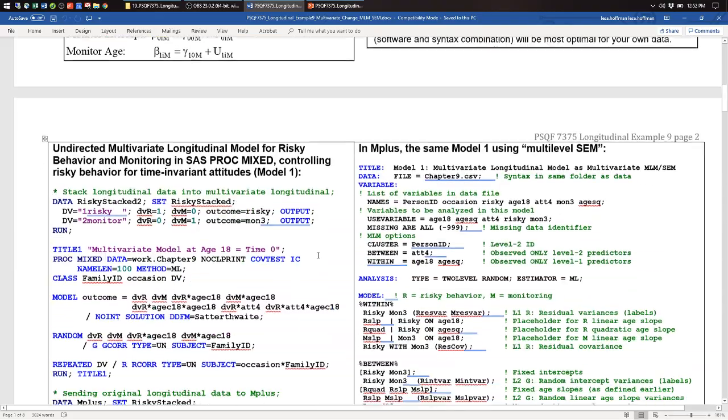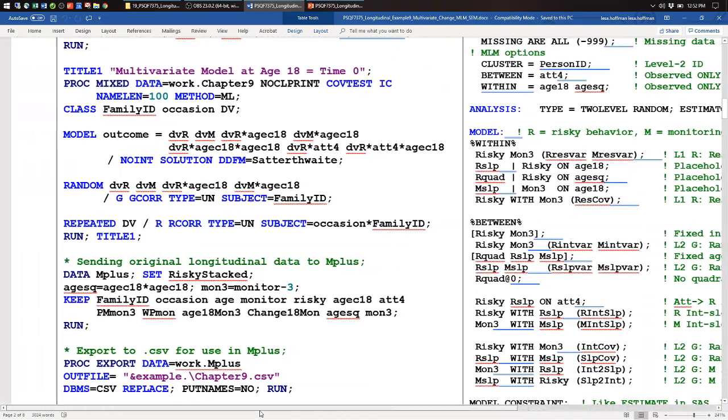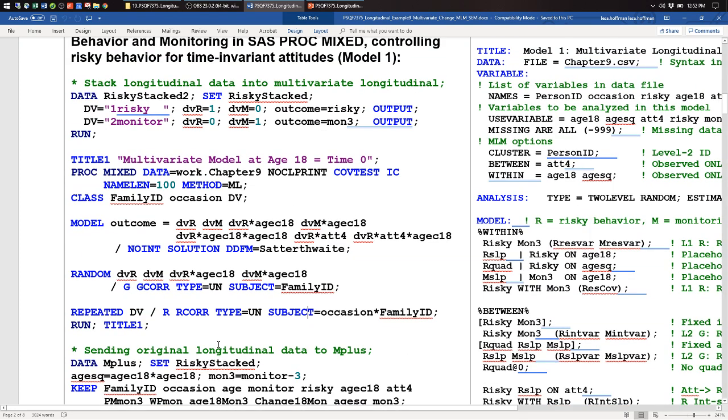All right, so there's the model. Now how do I do this? Let's focus on the SAS side, because you know how to do that part. Mplus is a whole other animal. So first step, I have to create a new data set in which my 2 time-varying variables, the risky behavior outcome and monitoring that I'm thinking of as a predictor, but I'm going to treat it like an outcome, have to be in the same column.